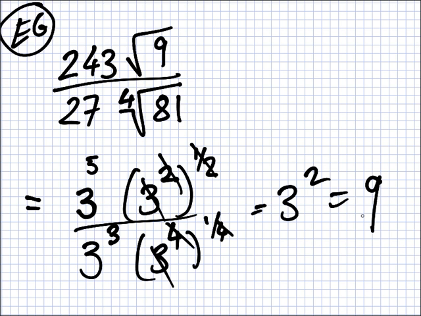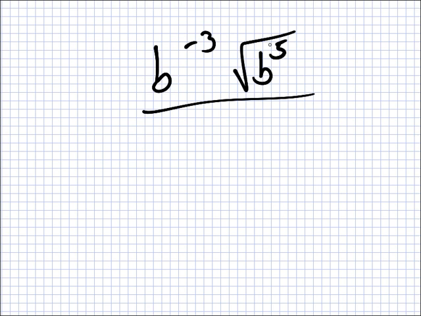Right, let me give you another one now. Can I scroll down? Yeah. Now, I'll give you one more and then I have to show you something else in a second. So, let's see, can you simplify for me? B power minus 3 times square root b power 5 over b cubed square root b. Try this one for me.